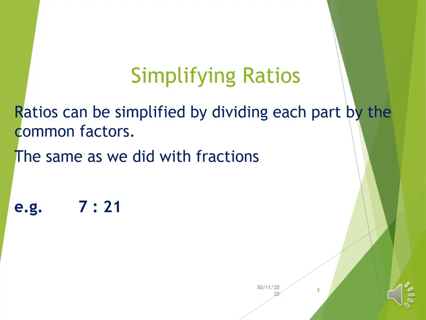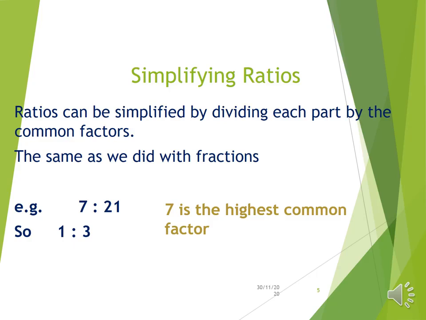So 7 to 21, what can we divide 7 by and 21 by? Well, we can divide 7 by 7 and we can divide 21 by 7, which will give us what? It will give us 1 to 3. So how many 7s go into 7? 1. How many 7s go into 21? 3. So it can be simplified. 7 to 21 can be simplified to 1 to 3.